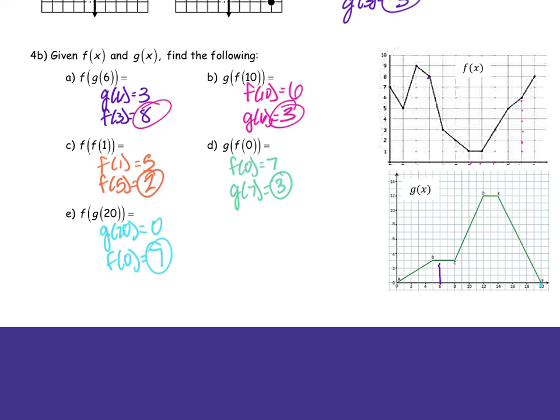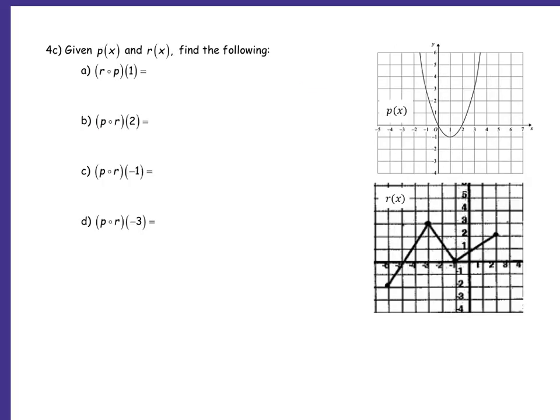Okay, and I think you have one more problem to do. One. Okay, there you go. And you've got graphs P here and graph R here.